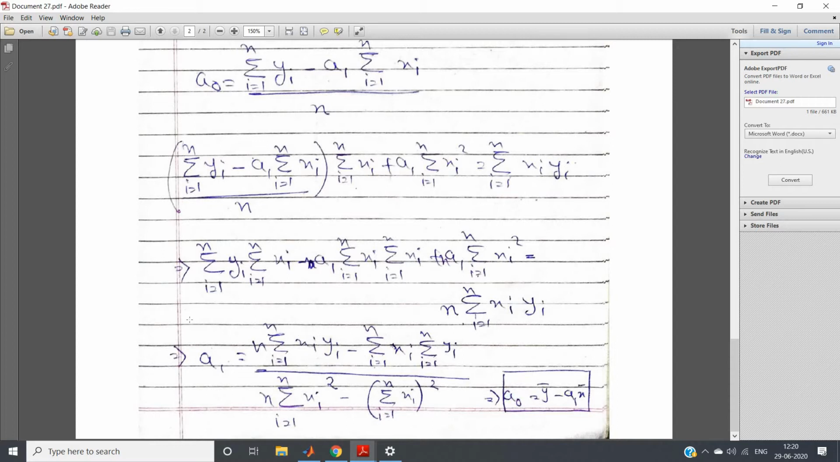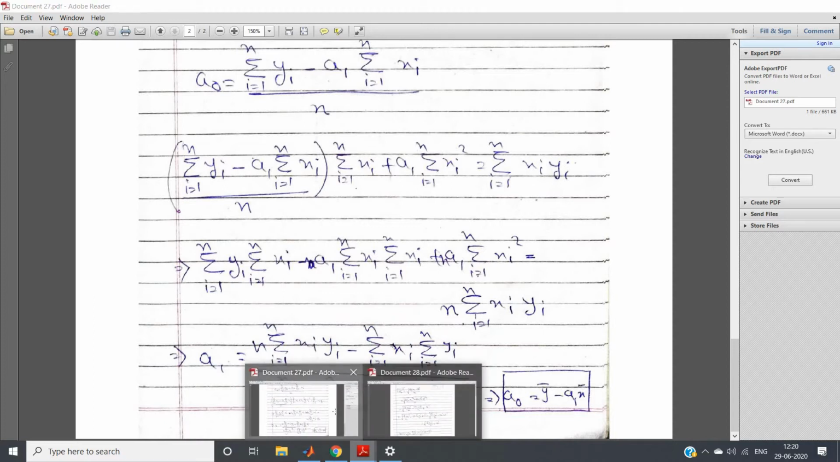Now let us try to figure out whether this equation has some relation with the concepts we have already covered in our previous videos, that is, correlation and covariance. Okay, so let us go to that PDF.